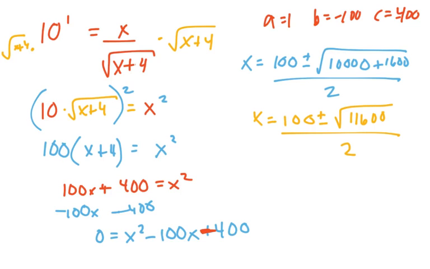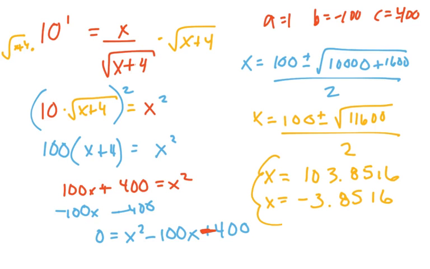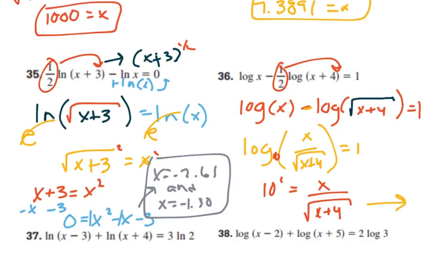Alright, so what is the square root of that? A decimal. So, instead we'll just say that x is equal to 100 plus that number divided by 2, which makes 103.8516. And x is also going to equal 100 minus that square root divided by 2, which makes negative 3.8516. Woohoo! Okay, so those are gross. Let's hope there's more.